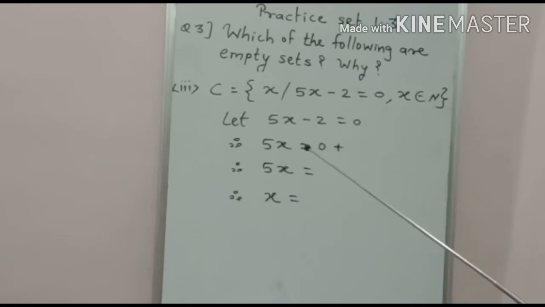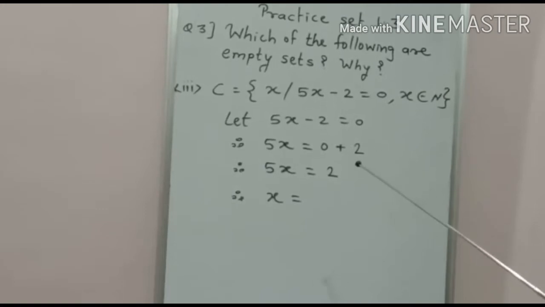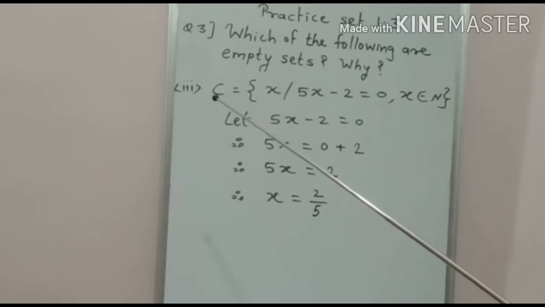5x equal to what? Yes, we take this constant minus 2 to the right side. So we get 0 plus 2. 0 plus 2 is 2, and hence the value of x is what? We take this 5, the coefficient, to the right side. So multiplication changes to division. So we get the value of x equal to what? 2 upon 5. What does it mean? x means element of C. Means set C has 2 upon 5. But we cannot write C equal to what?